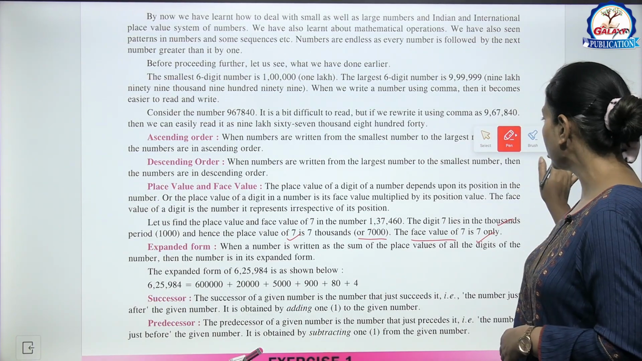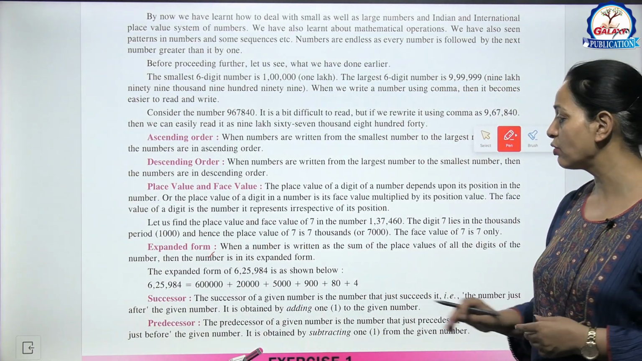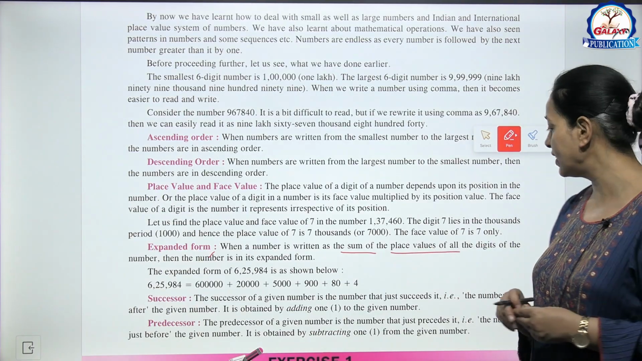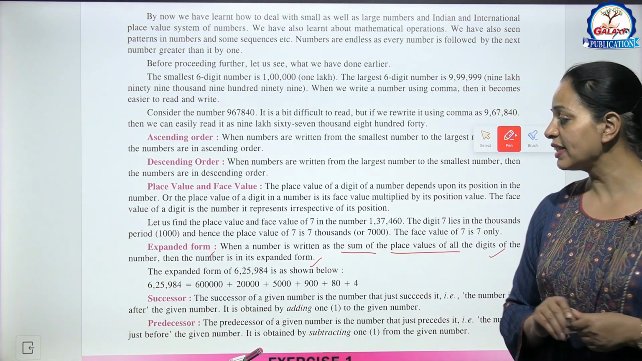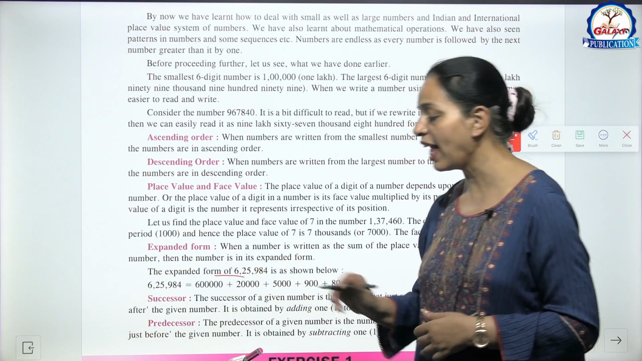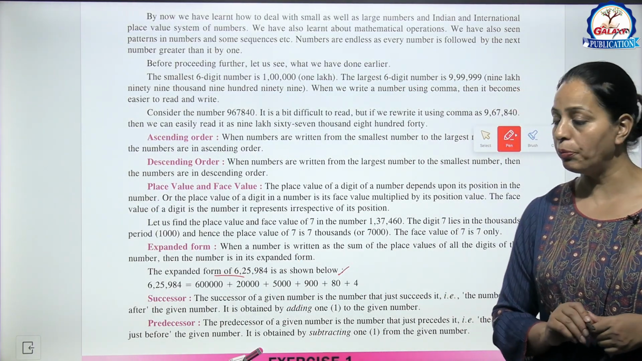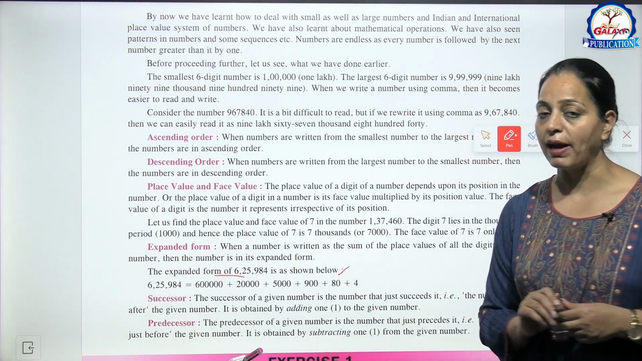Okay, now the next topic is expanded form. When a number is written as the sum of the place values of all the digits of the number, then the number is in its expanded form. See, the expanded form of 6,25,984 is as shown below. So how can we write this number in the expanded form?